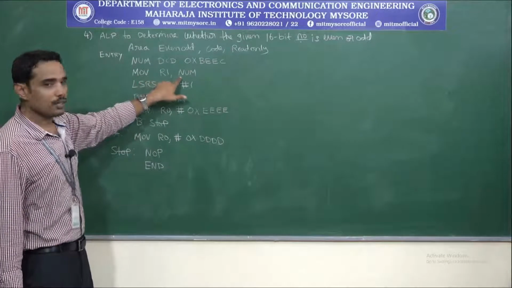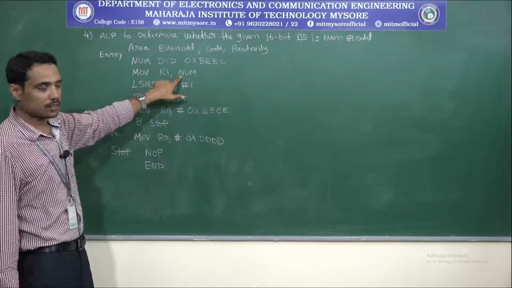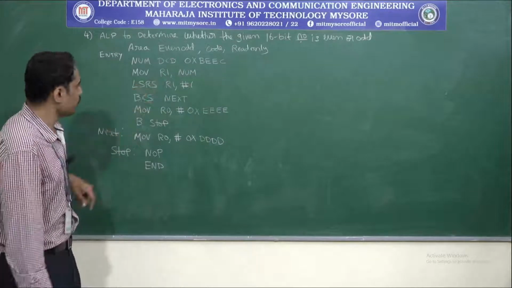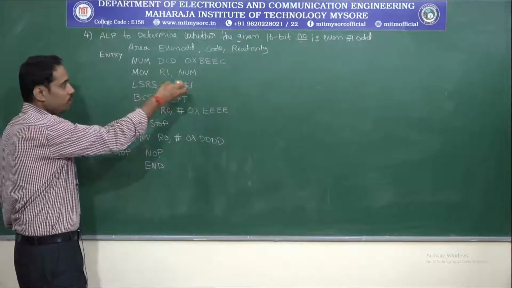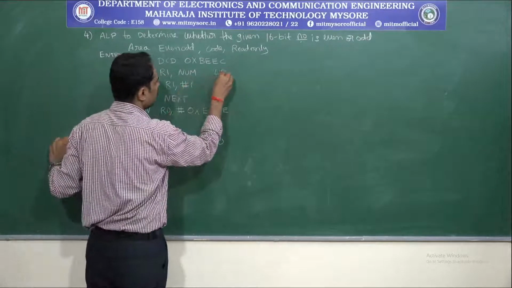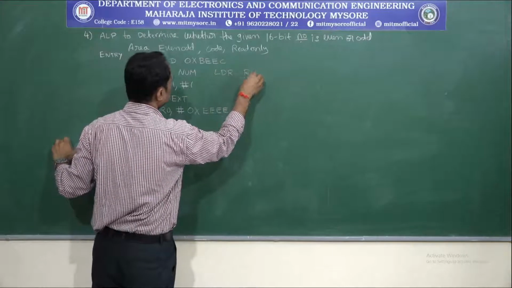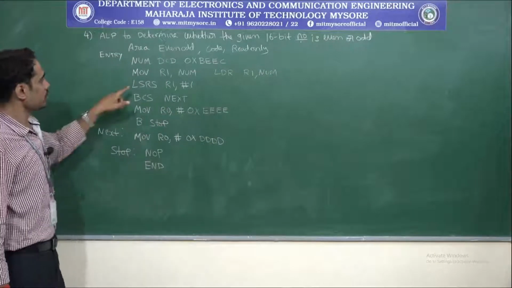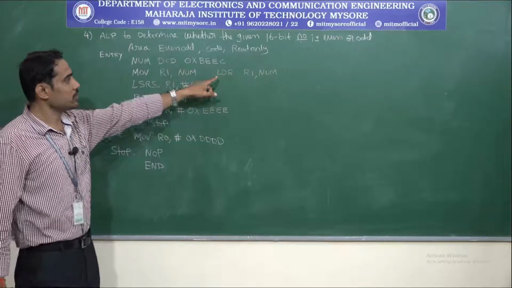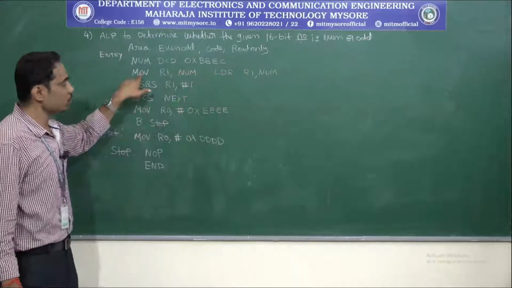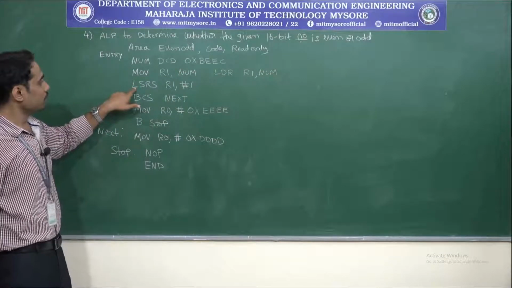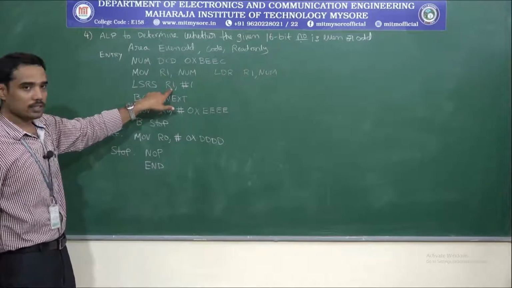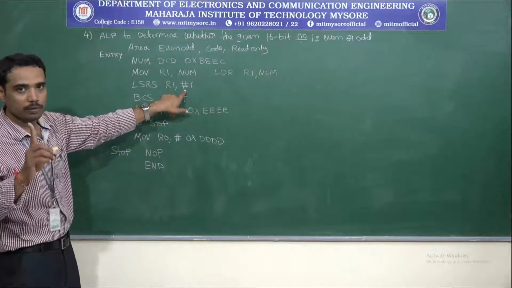MOV R1, num. What happens in this instruction? The data BEEC will be moved into R1. Alternatively, one may use LDR R1, if you want to use LDR; otherwise you can use the MOV instruction. Then logical shift right, affecting the status flags, on the contents of R1 by 1 bit position.